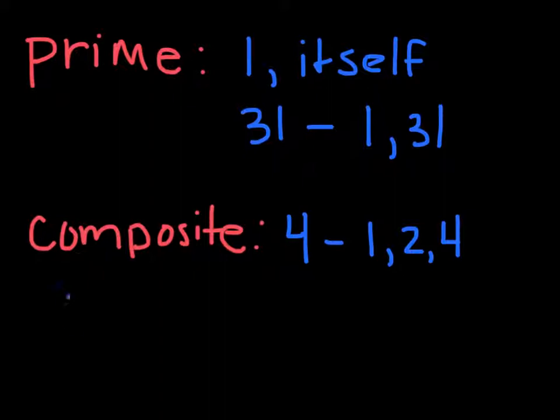The number 1 is a lone guy. It's neither prime nor composite. 1 is just 1. 1 cannot be a prime number because it only has a single factor.